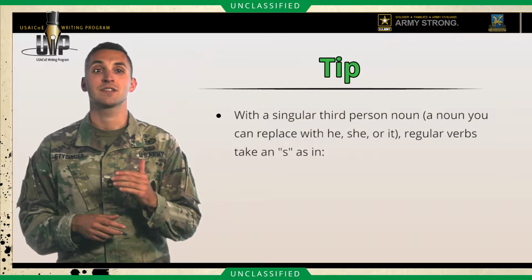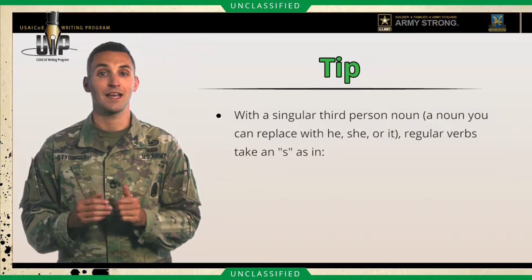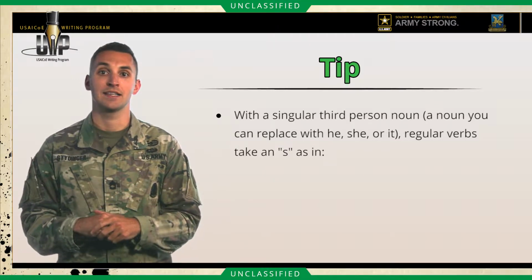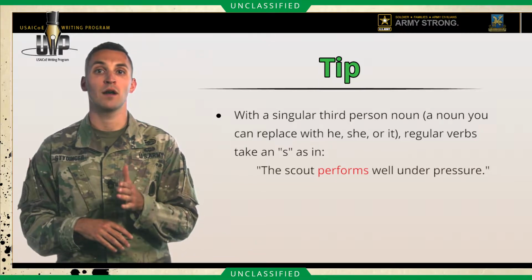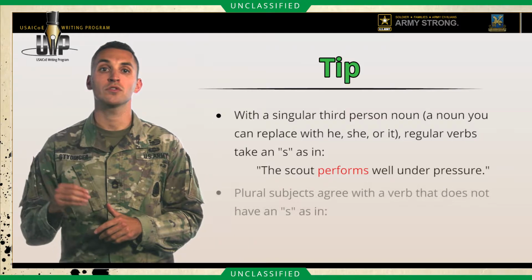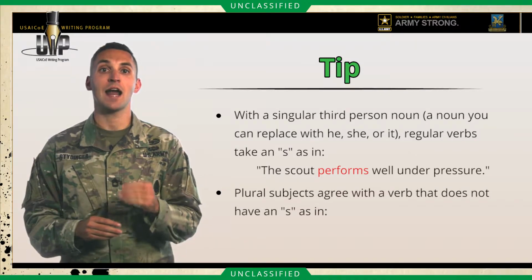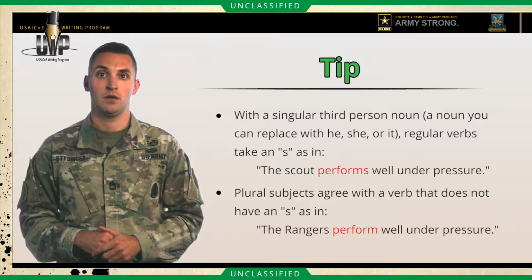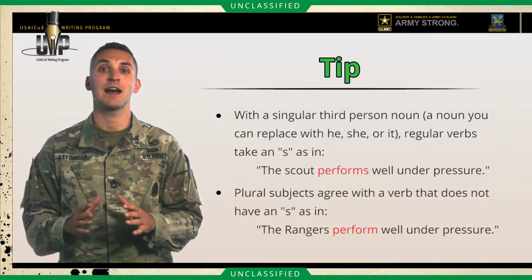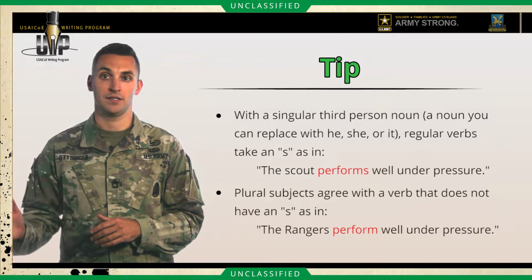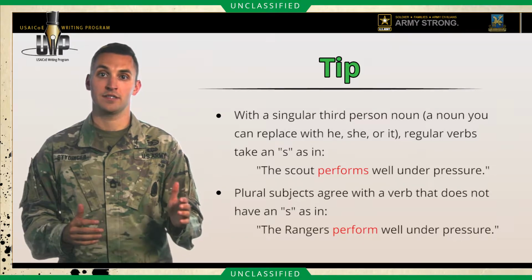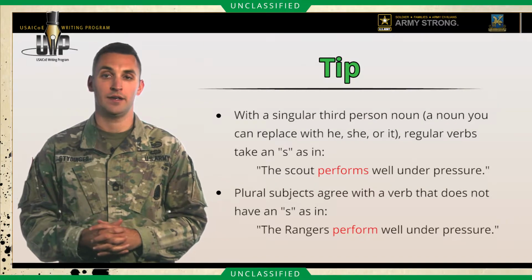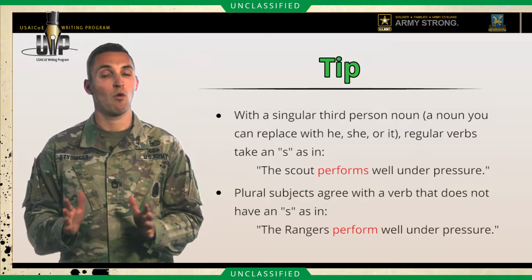With a singular third-person noun, which is a noun you could replace with he, she, or it, regular verbs take an S, as in, the scout performs well under pressure. Plural subjects agree with a verb that does not have an S. The Rangers perform well under pressure. A way to remember this is that when the noun has an S, the verb has no S. If the noun has no S, the verb does have an S. But again, English is full of variety, so this is just a generalization and won't work in every situation.